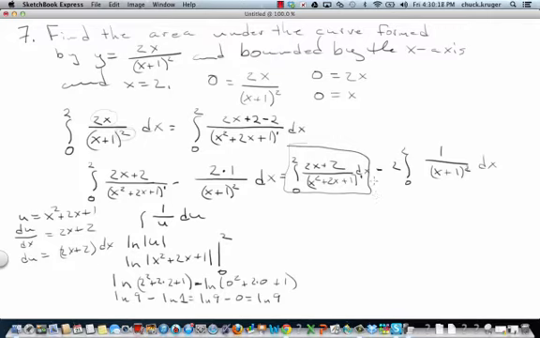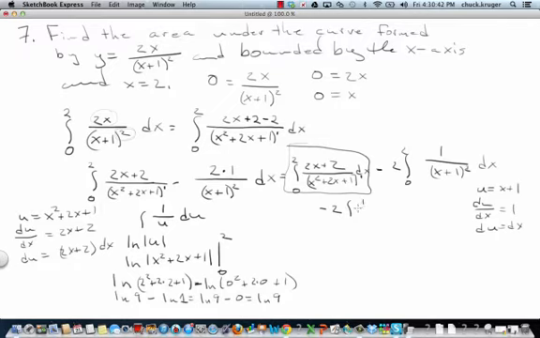Now I'm going to take this part, so I have a minus 2. And what I'm going to do here is let u equal x plus 1. So that means du dx is equal to 1. That means du is equal to dx. So I'm going to write this as a negative 2. I'm going to drop the a and the b for a second.